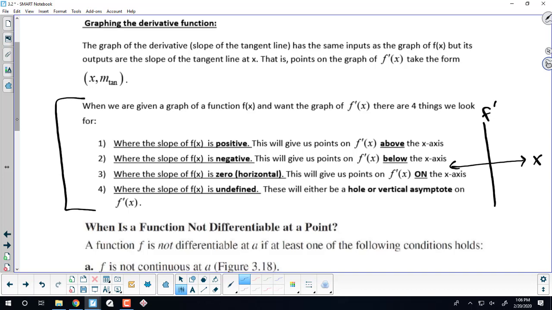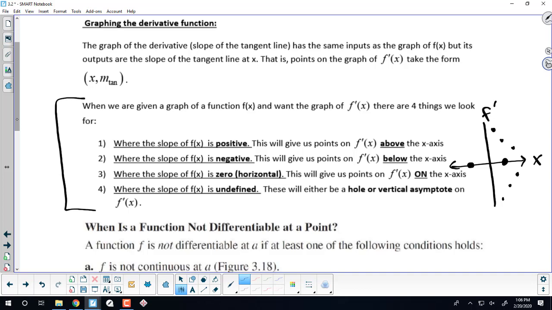If we have positive slopes, then our points are going up here where things are positive. If the slopes are negative, then the point at each x value is going to be down here. When the slope of the tangent line is horizontal or flat, then we have a zero slope, so those are directly on the axis. And when it's undefined, either you're going to have a hole in the graph of the derivative or you're going to have a vertical asymptote in the graph of the derivative.